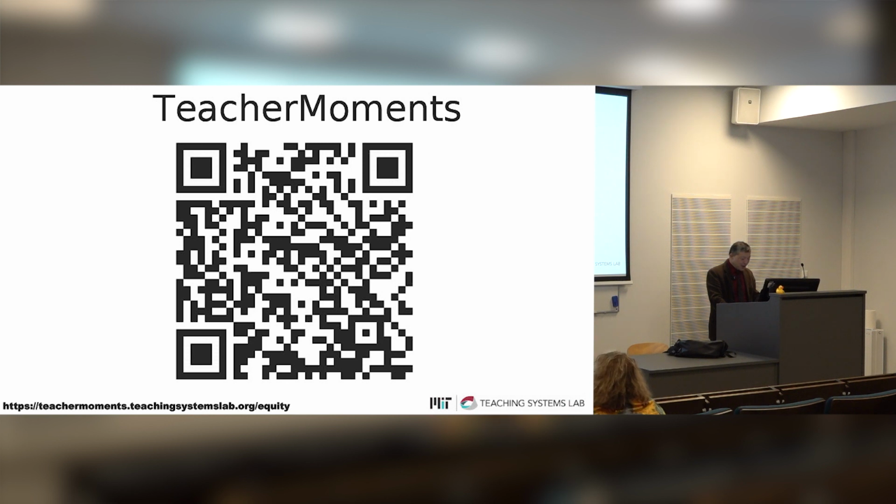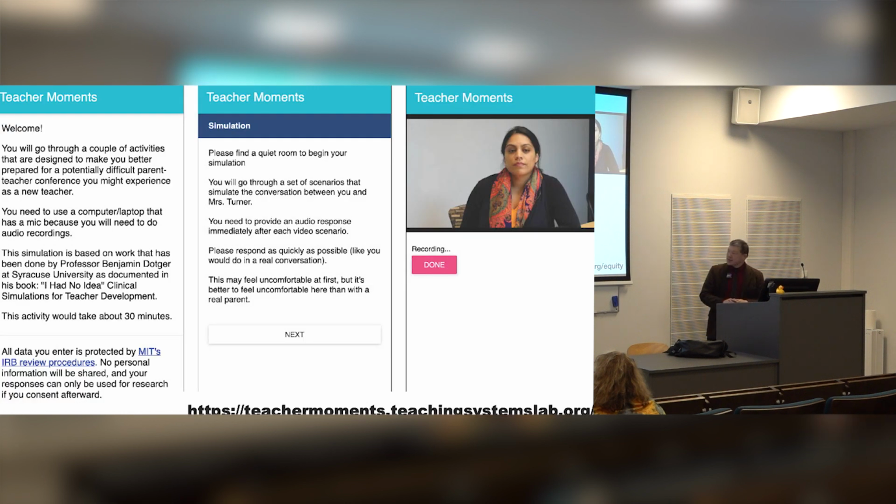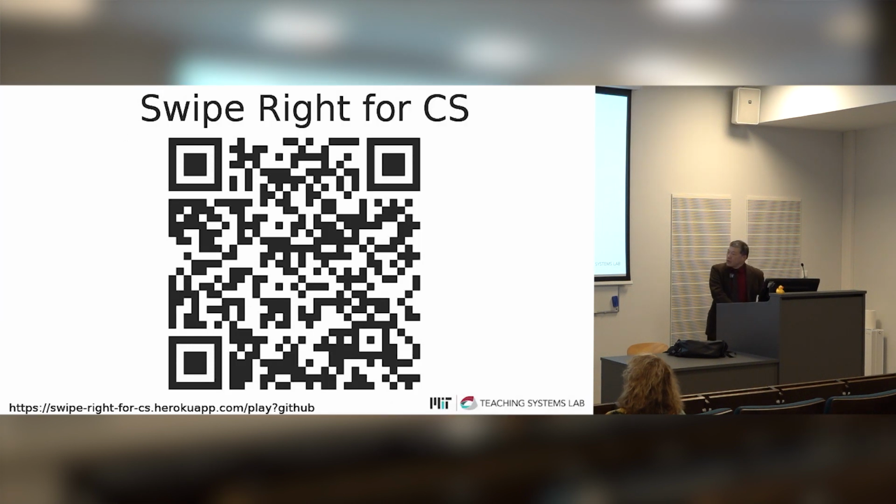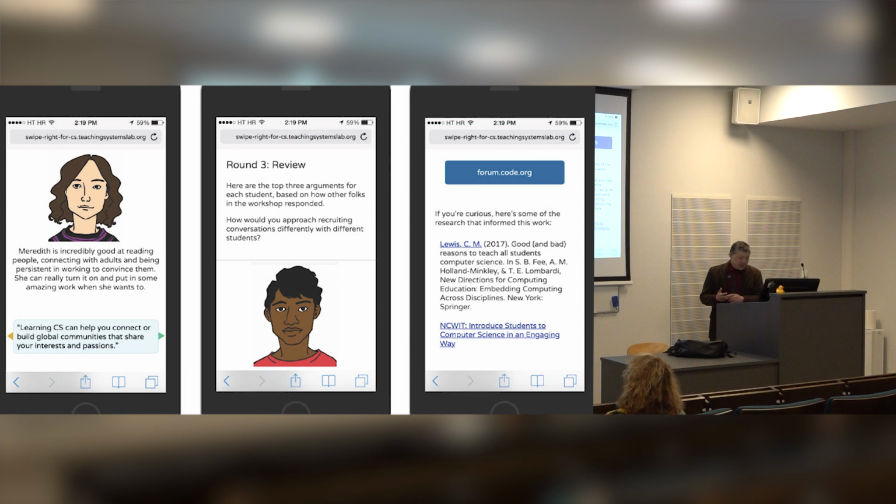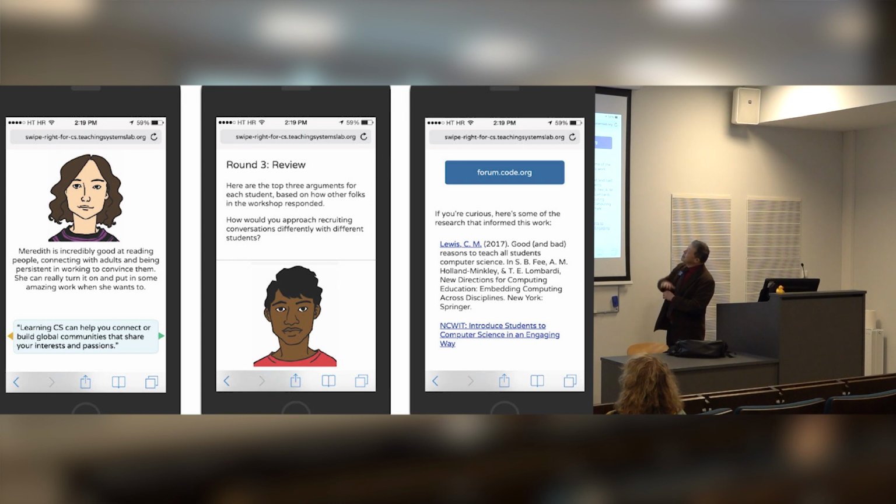And I'll share these slides out at the end too. So they created this thing called Teacher Moments. Teacher Moments is a number of simulations that allow you to practice observing scenarios where bias might exist and talk about their reactions in those situations. Swipe Right for CS is another one where we are giving you these different situations. It's developed with code.org, and so it's based on research showing what types of arguments are most and least effective in convincing other people to try computer science. And so that's kind of a fun site to explore.